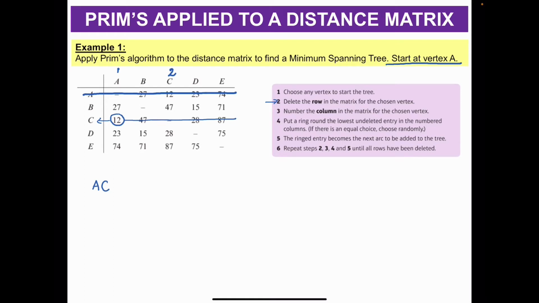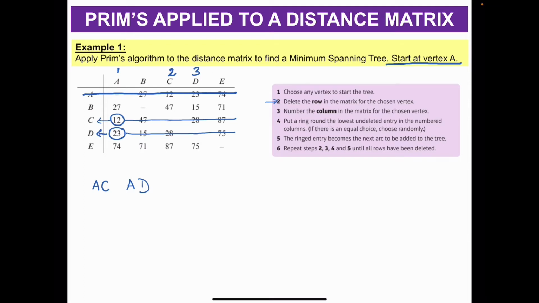I am looking now at number 1 and number 2 only on those columns, and I want to find the smallest entry from these that was not deleted yet. So 27, 47, 23, 28, and 74, 87. So the next one is 23. So my next arc would be AD. And I can delete this and put 3 above D, because that was where the smallest number was.